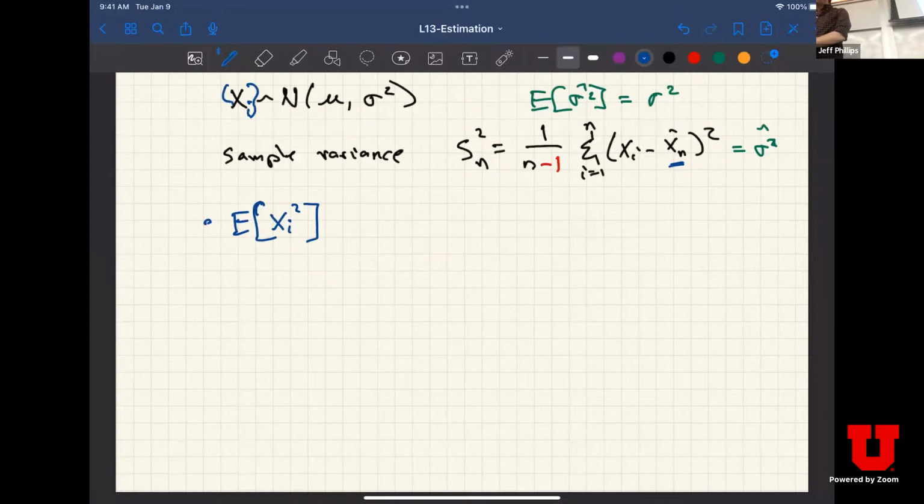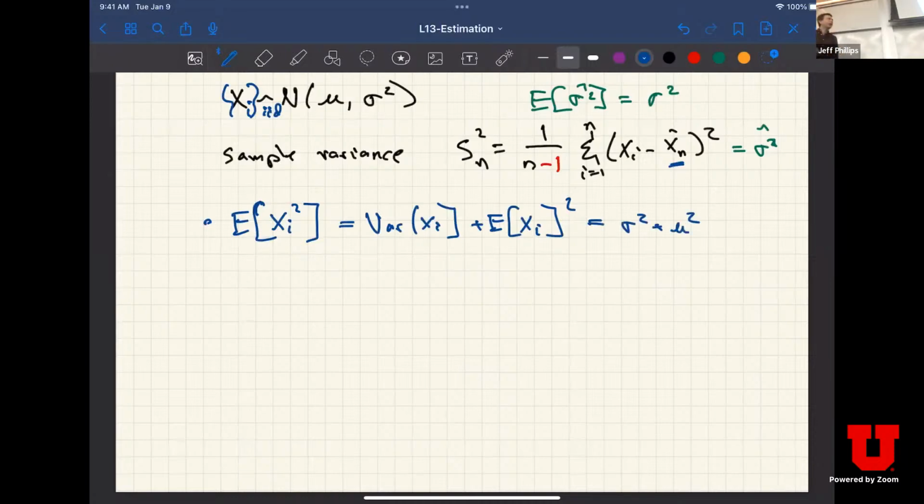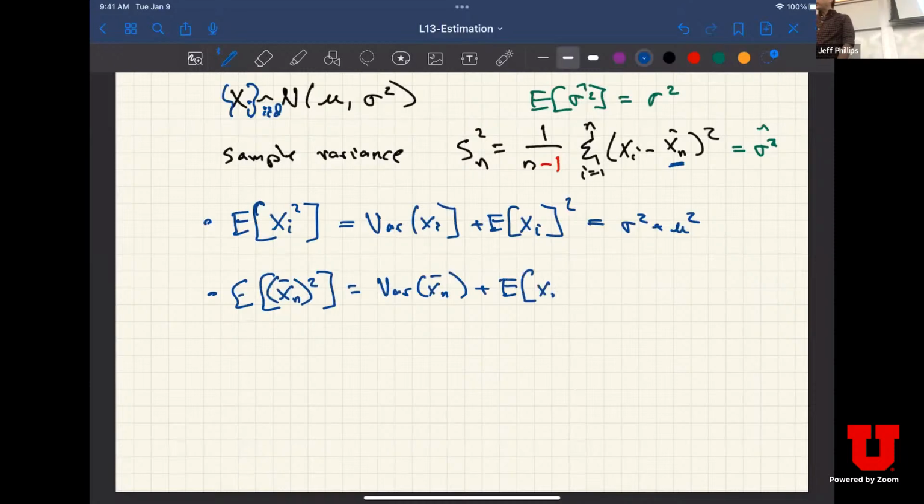All right. Again, we're going to have these n IID samples, each of these Xi IID. And so I know that the expected value of Xi squared is equal to the variance of Xi plus the expected value of Xi squared, which equals sigma squared plus mu squared. This is a fact I will need. I will also recall that the expected value of Xn bar squared is going to be equal to the variance of Xn bar plus the expected value of Xn bar, squared.